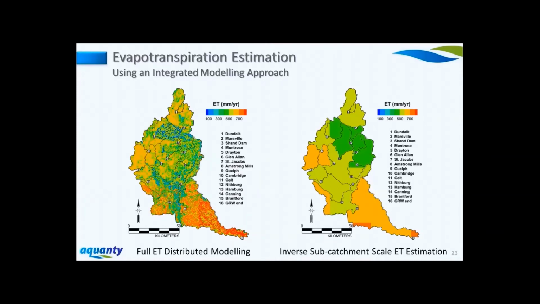And you can see as you compare the images on the right with the image on the left, we get a general sense with the inverse estimation method that matches very closely with the full modeled evapotranspiration. So that's some of the examples of some new developments underway here at Quanti with HydroGeoSphere.